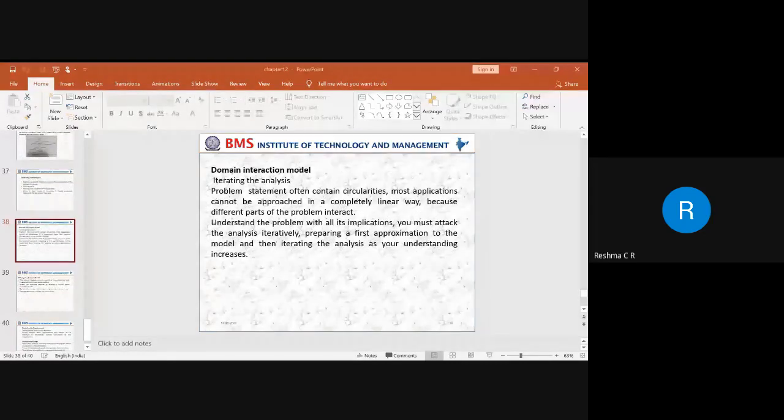It is required for evaluating the state data. These are the concepts that I had discussed in yesterday's class. So in modeling, we know that there are three models, right? We have a model for domain, static model, and the state model. Next, we need to identify the domain interaction model.